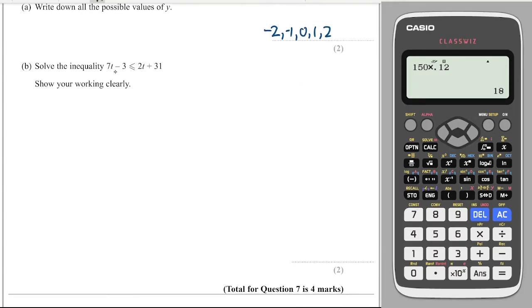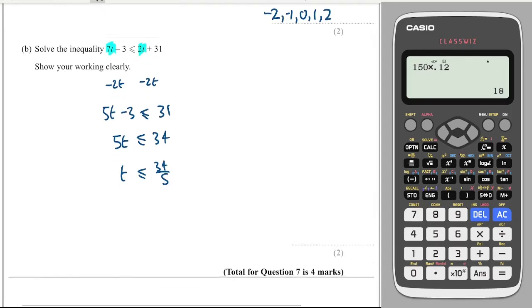Solving this inequality, when you've got an unknown on both sides of the equation, I would always subtract the smallest one. So I'm going to subtract 2t from both sides, and that will give me 5t minus 3 less than, keep the symbol the same in the middle, and 31. I would then add 3 to both sides to give me 5t is less than 34, and then I'll divide through by 5, and I'll get t is less than or equal to 34 over 5.